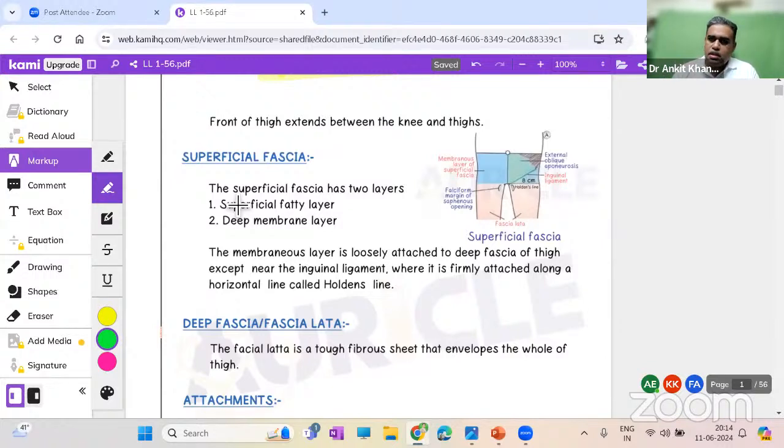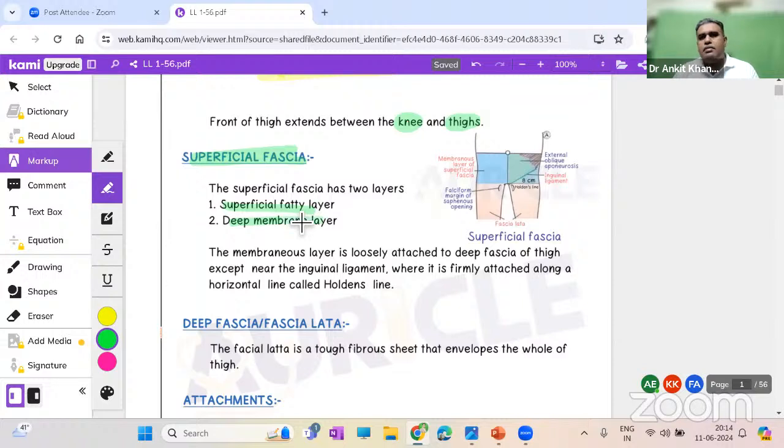A thigh is an appendage, like the lower limb is an appendage. Thigh is a region between the hip joint and your knee joint, so it is the region between knee and hip, where we have the femur bone. It will have superficial fascia. Just beneath the skin, we have some fatty tissue that is known as the superficial fascia.